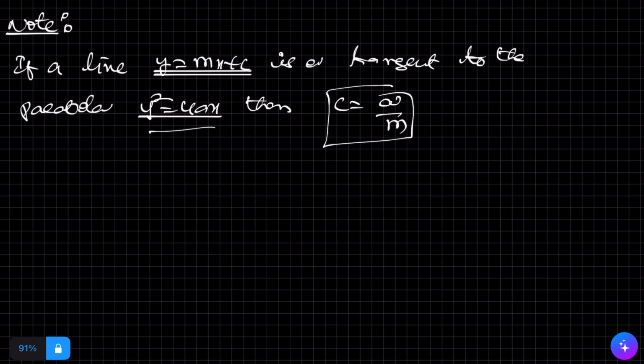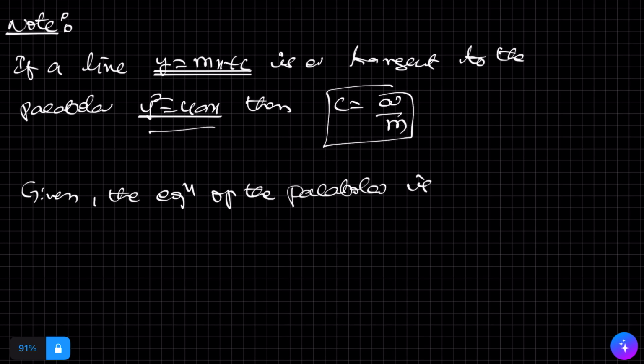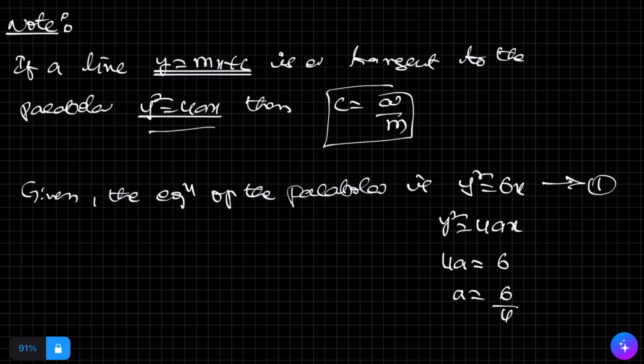Now in the given question, the equation of the parabola is y square equal to 6x. Let me take this as equation 1. Now this is compared with y square equal to 4ax. Then we'll get 4a equal to 6, a equal to 6 by 4. So the value of a is 3 by 2.